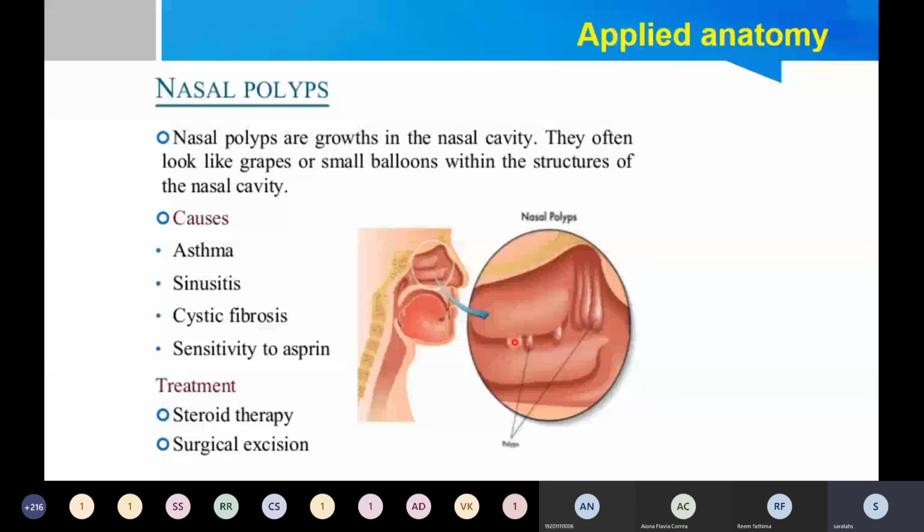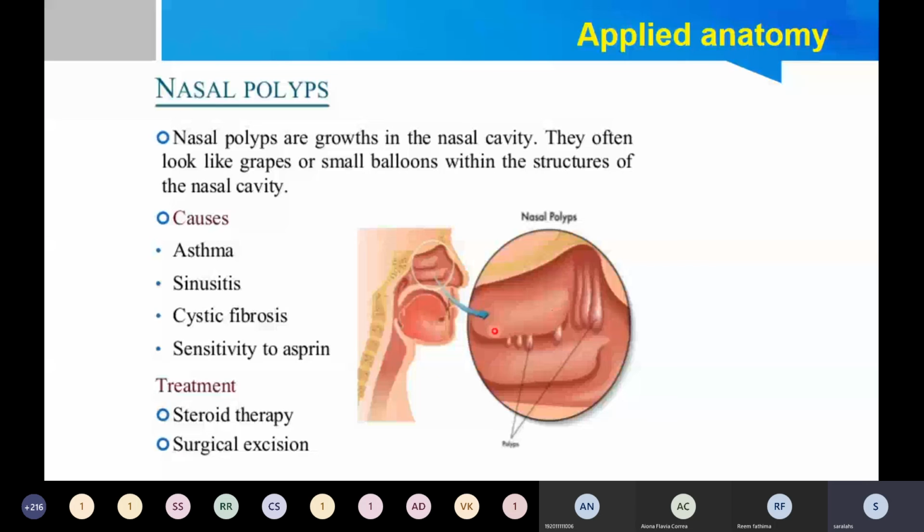Frequent rhinitis or sinusitis usually leads to nasal polyps, because the negative pressure created within the nasal cavity will suck in the mucosa, so thus the polyps will be formed.